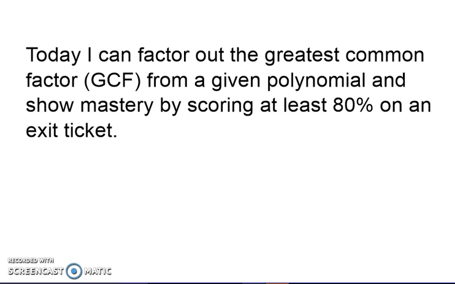Hopefully you have the note sheet in front of you. If you don't, take out a blank sheet of paper. That way you can copy down the notes and we can get you a fresh one tomorrow.